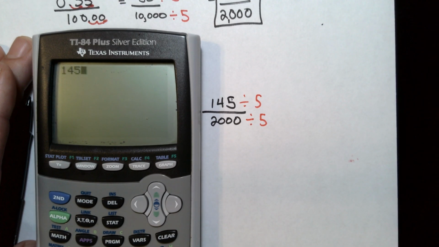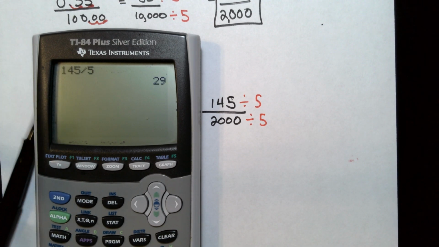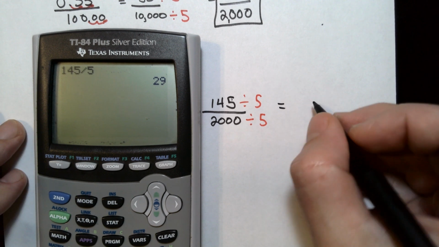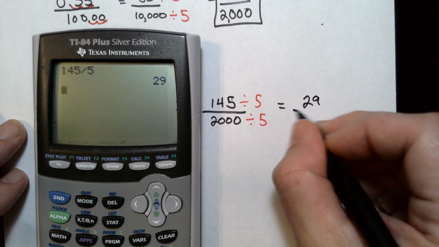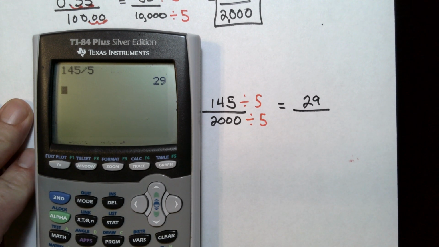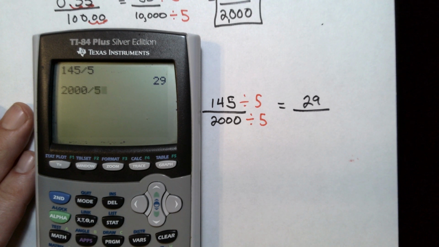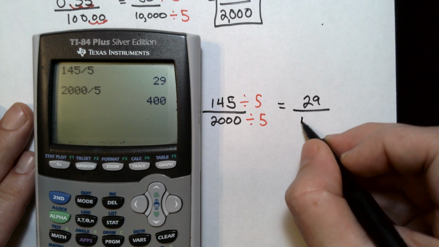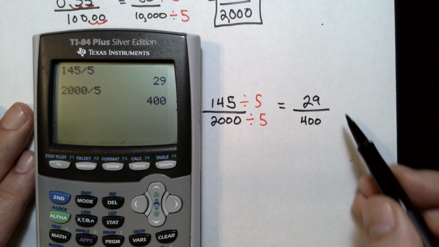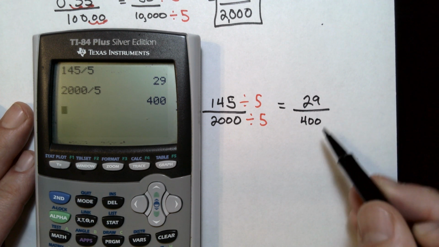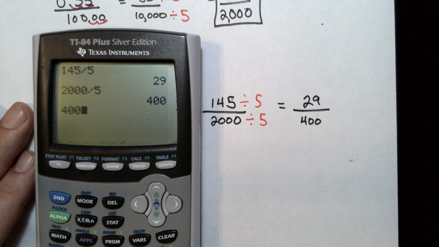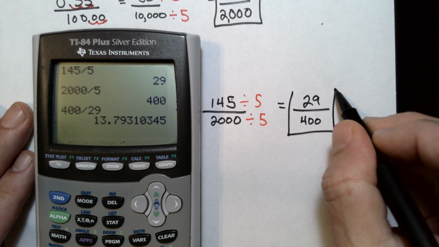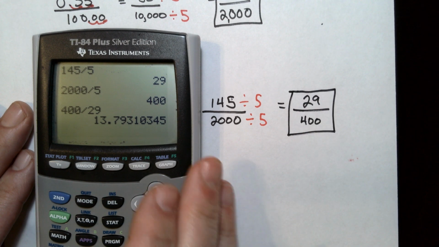So let's see what we got. 145 divided by 5 is 29. Keep in mind 29 is a prime number. So the only thing that goes into 29 evenly is 29 and 1. Okay, let's divide the 2,000 by 5. And that gives us 400. Okay, so unless 29 goes into 400, this thing can't be reduced. So let's see if 400 divided by 29 gives us a whole number answer. No, it does not. So this is our reduced fraction.